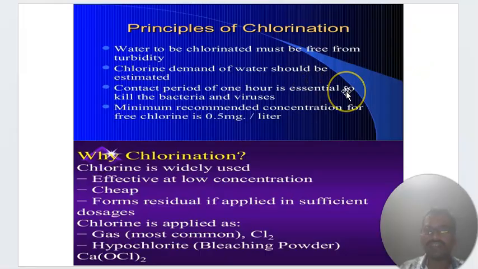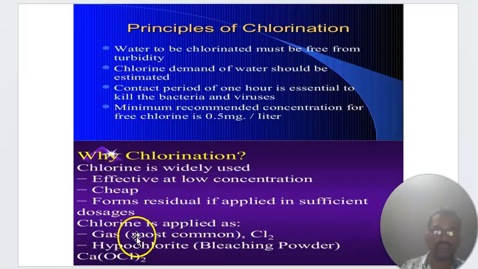Then you can see something more advanced about chlorination. Water to be chlorinated must be free from turbidity, and the chlorine demand of the water should be estimated. A contact period of 1 hour is essential to kill bacteria and viruses, and the minimum recommended concentration for free chlorine is 0.5 mg per liter. Why chlorination? Chlorine is widely used because it is effective at low concentration, is cheap, and forms a residue if applied in sufficient dosage. Chlorine is applied as a gas like Cl2 or as hypochlorite, bleaching powder CaOCl2.